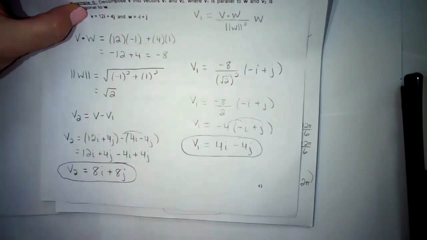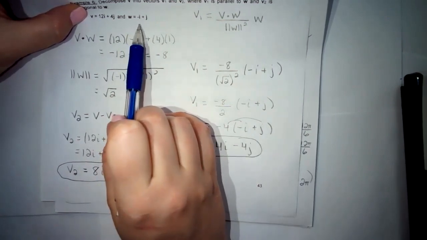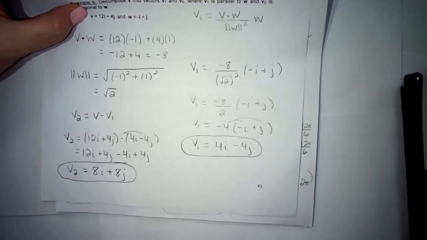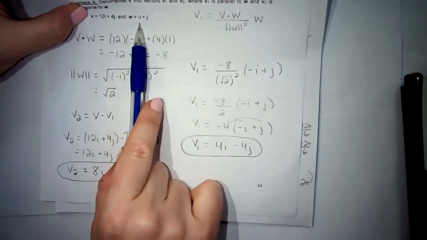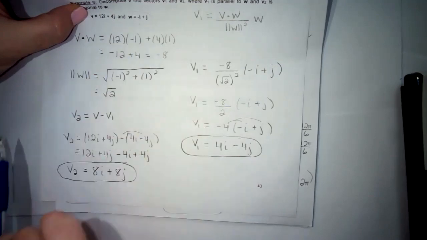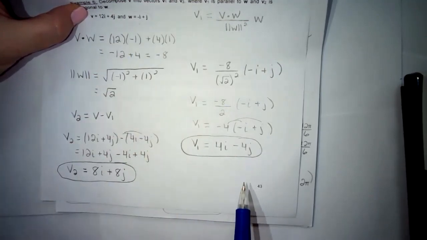So I did decompose him to 2 vectors. Now, v1 is supposed to be parallel to w. Remember how you can tell if it's parallel? It's a multiple. Can you take the smaller one and multiply it by something to get the bigger one? If I start with this one, if I multiply each term by, let's say, negative 4, I come up with v1. So he's definitely parallel.